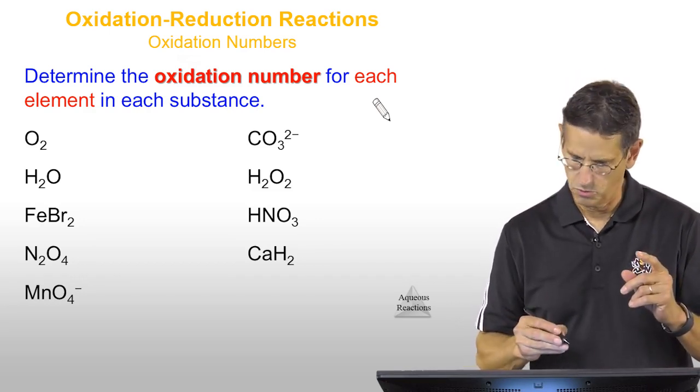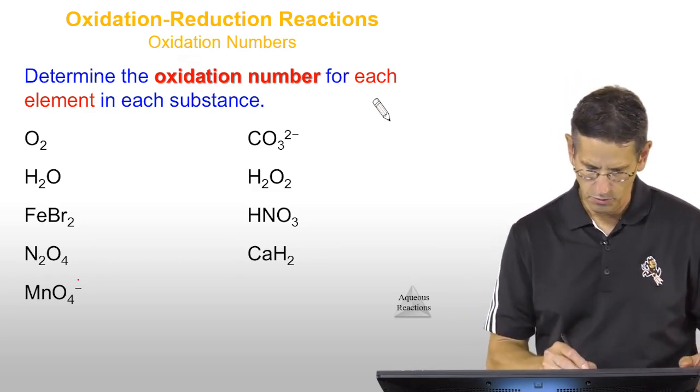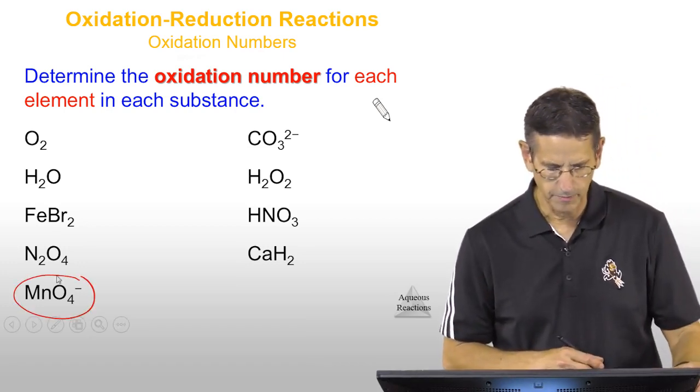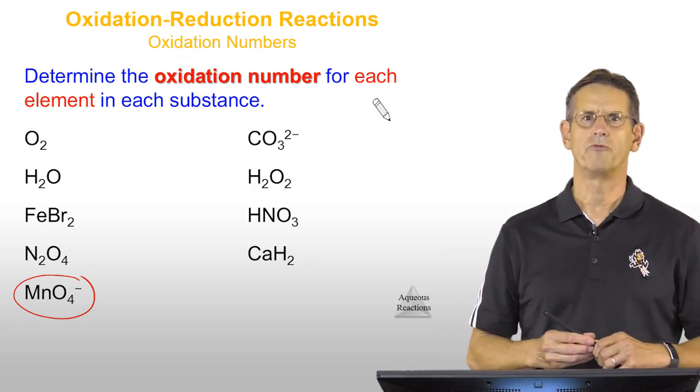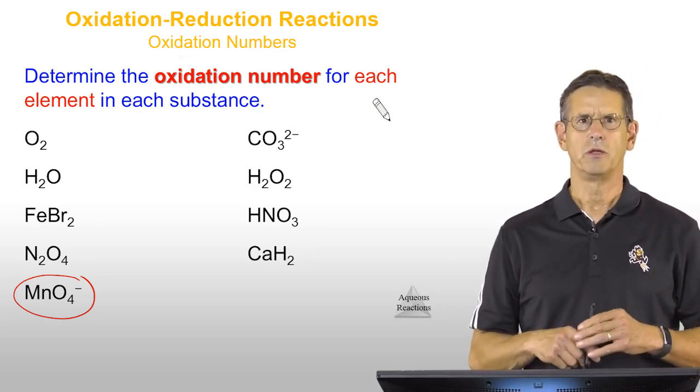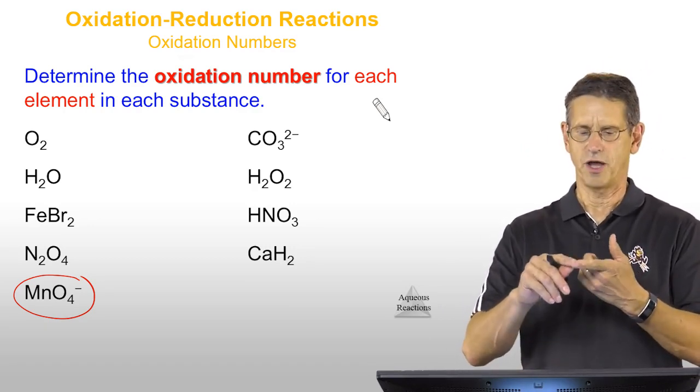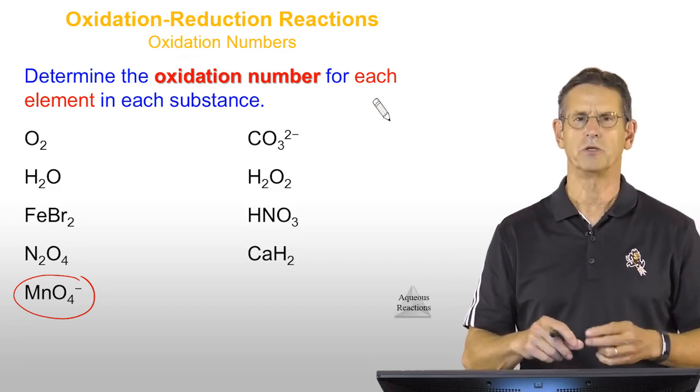Let me do, we'll do this one to start off with. All right. That's the manganate ion, MnO4. So you look at that and you say, again, first things, look for oxygen, look for hydrogen. Well, there's oxygen, and we got 4 of them.